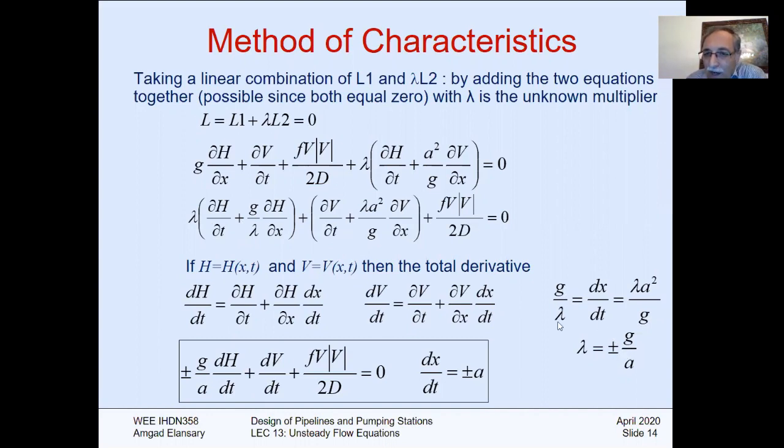If I say that g over lambda equals dx over dt equals lambda a squared over g, then if I multiply those two, forgetting the middle one, g times g is g squared, and lambda a squared times lambda gives lambda squared a squared. So it means that lambda will equal plus or minus g over a. So in other words, I can use this equation first to switch the partial derivative form into a total derivative.